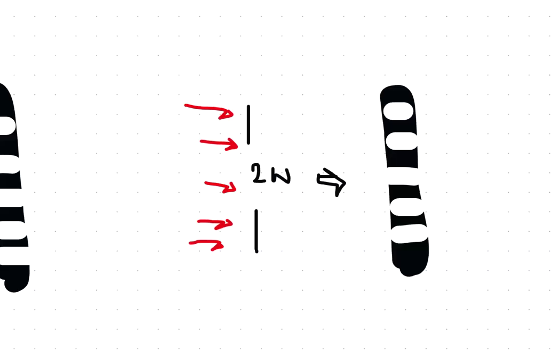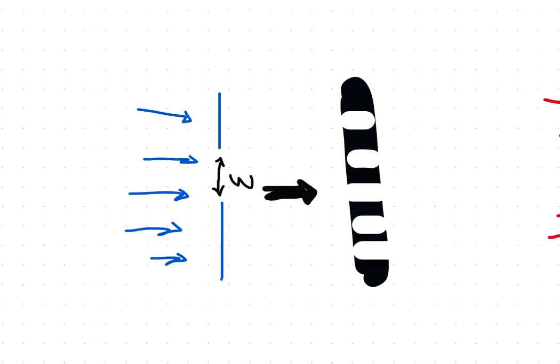Hi everyone, I'm going to be doing question 4 of week 6B homework. So today we're looking at a single slit diffraction problem. So first, I drew out what's happening here.